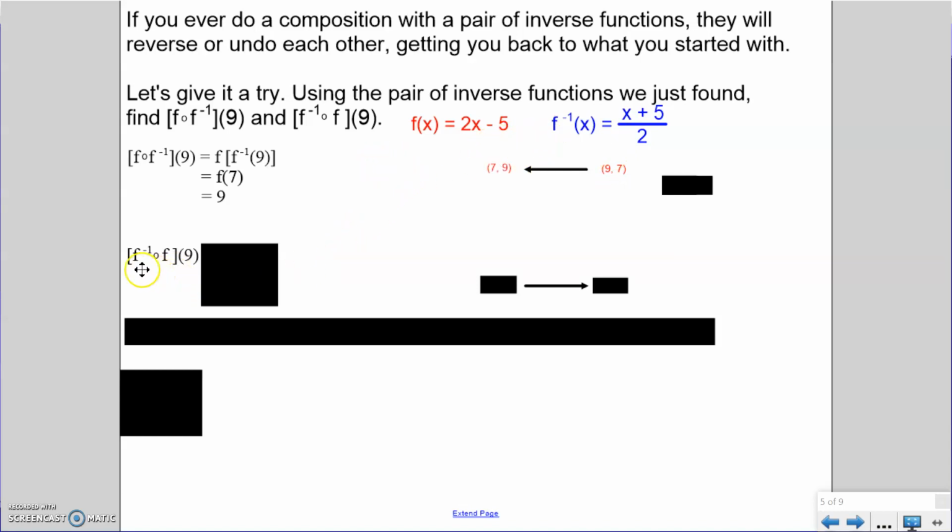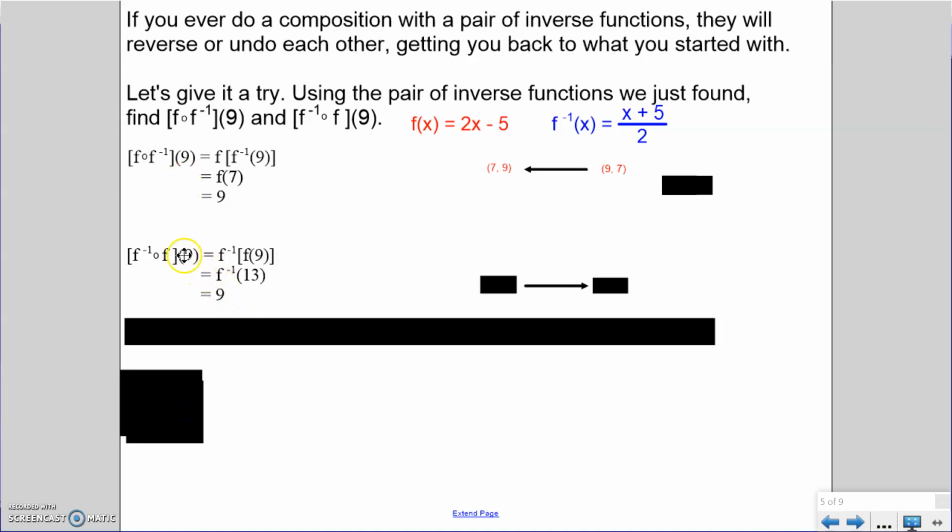Same idea here, f inverse of f of 9 this time. So I wrote the nice way. I'm going to find f of 9 first, then plug that answer into f inverse. f of 9 means go to equation f, plug in 9 for x. 2 times 9 is 18, 18 minus 5 is 13. So that goes here. So now I'm going to find f inverse of 13. 13 plus 5 is 18, 18 divided by 2 is 9. So I got back to the same 9.